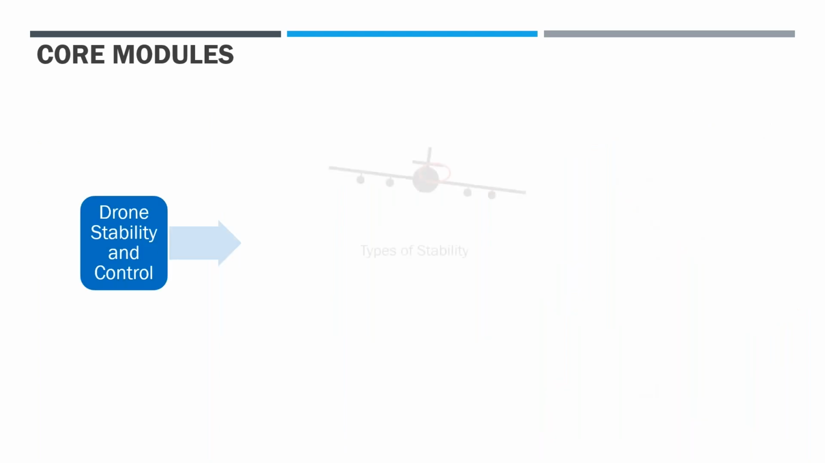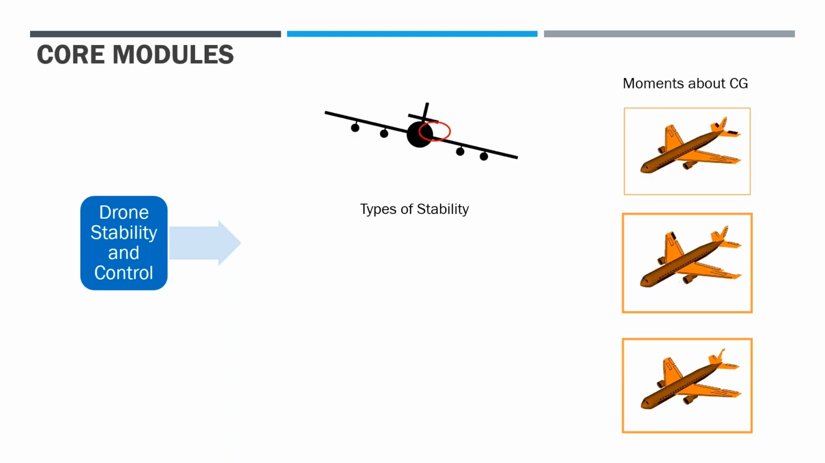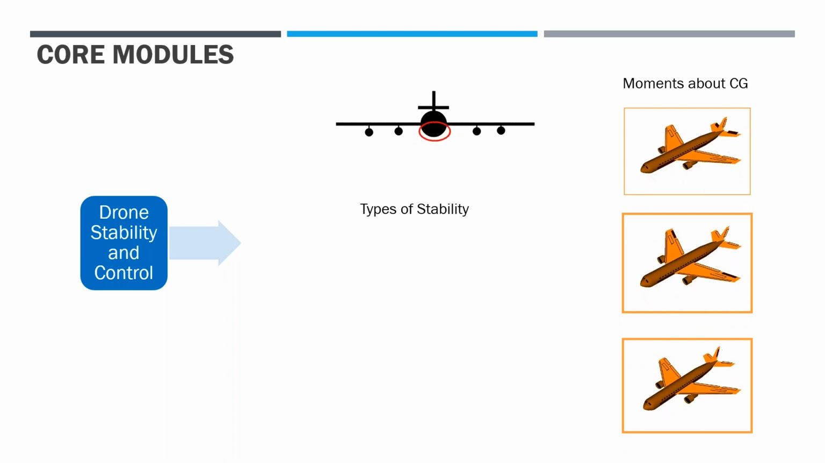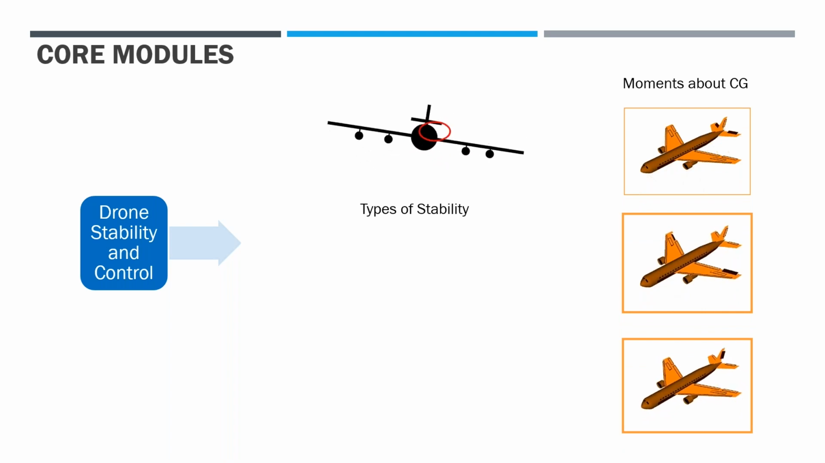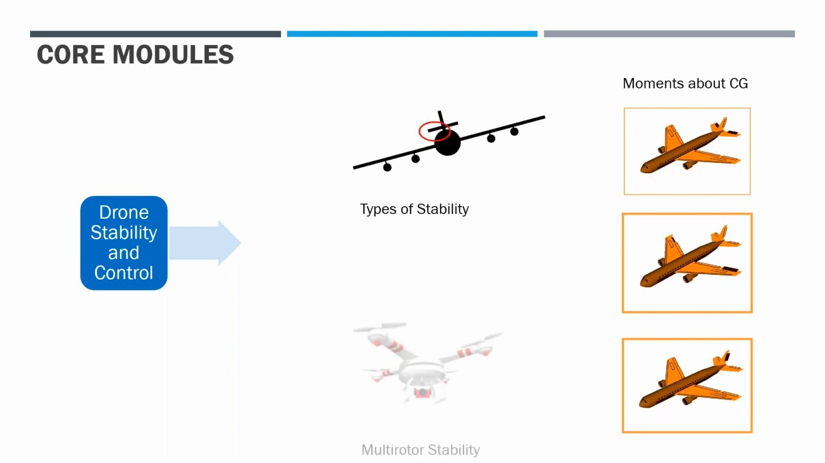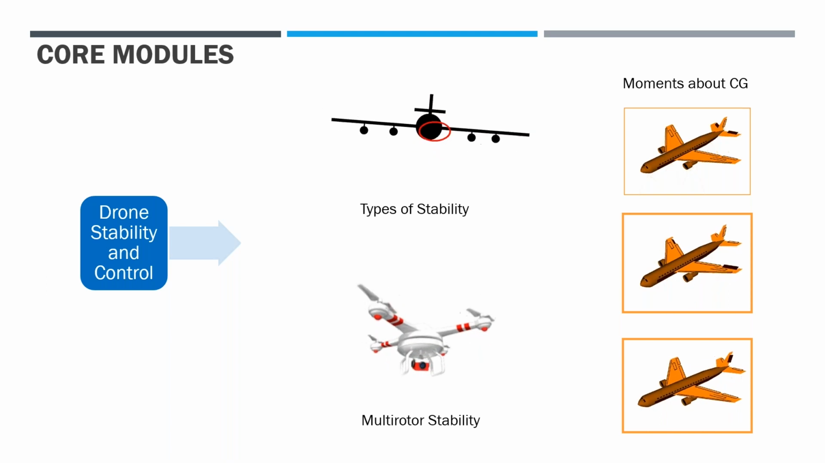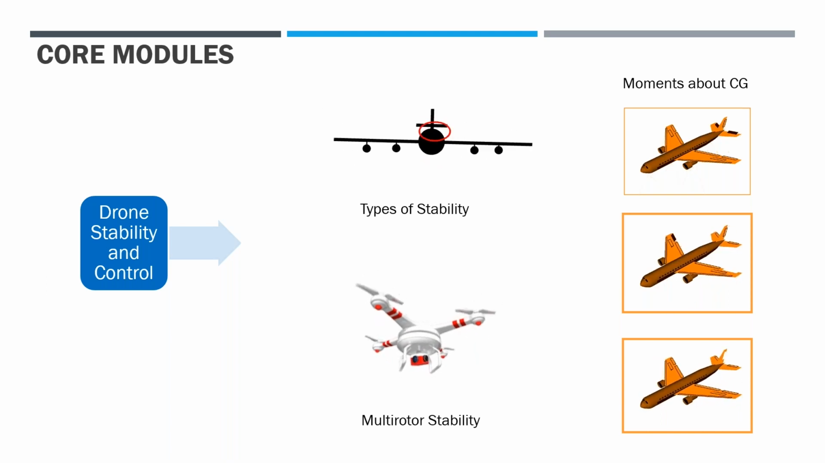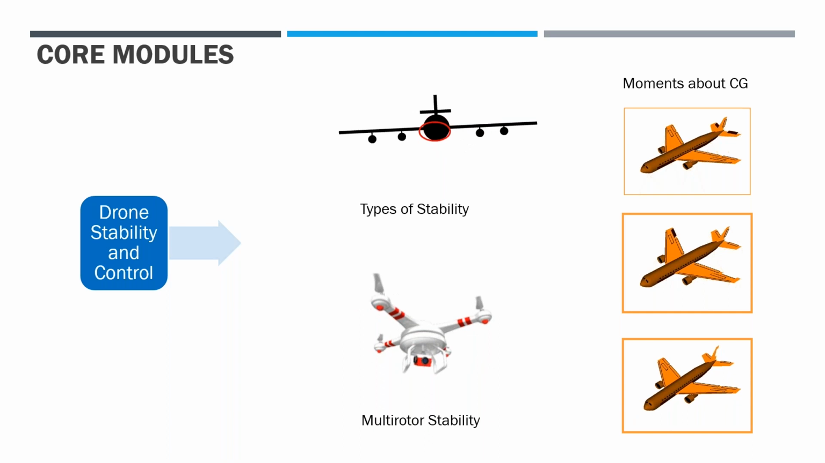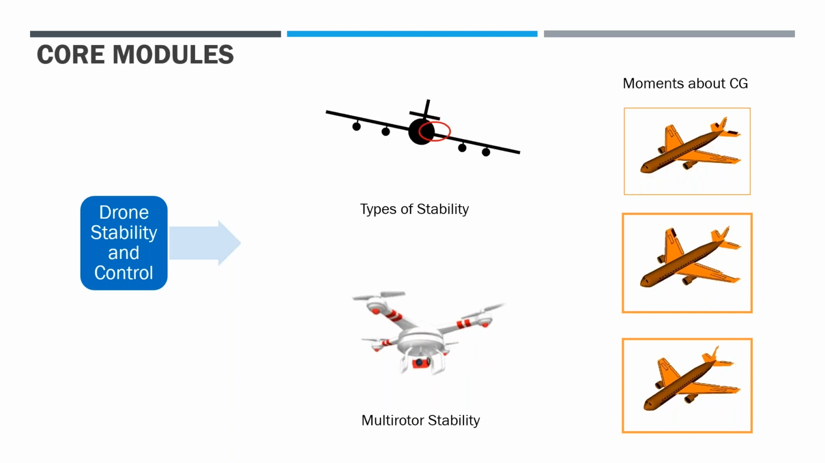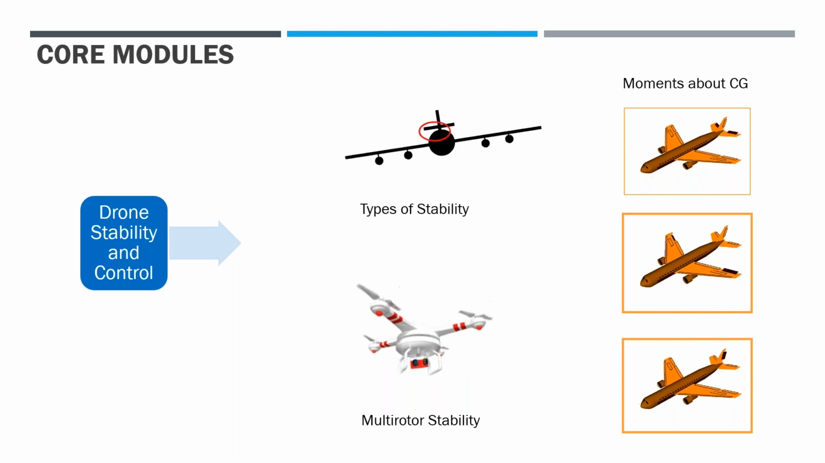Drone stability and control. Here you will understand the different types of stability that exist in aircraft as well as in multi-rotors. You will also understand the physics, like the moments about the CG, and how the drone moves in each axis, whether it is an aircraft or a multi-rotor. Understanding the stability and instabilities that can happen when you fly, all those things you will be learning in this drone stability and control course.